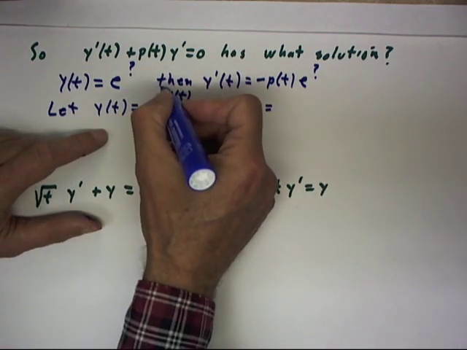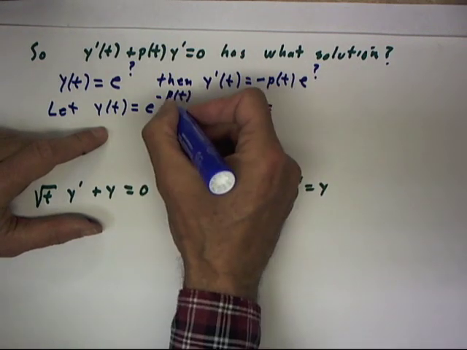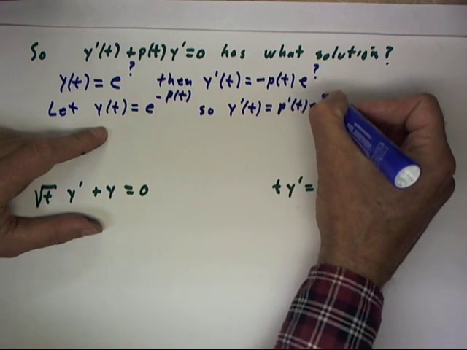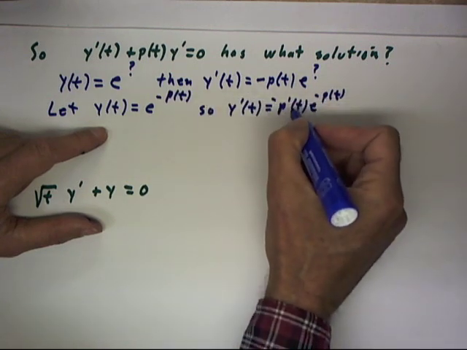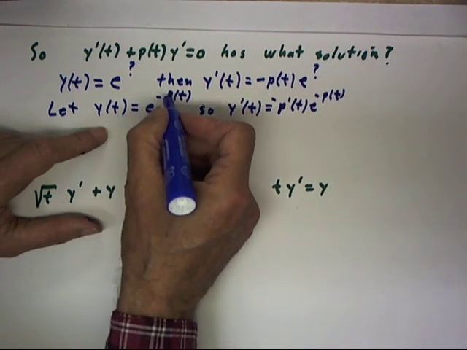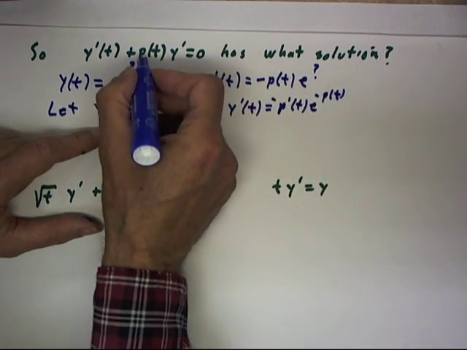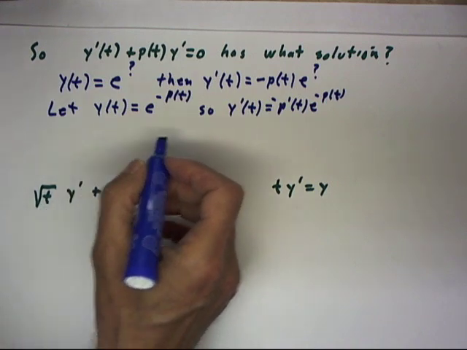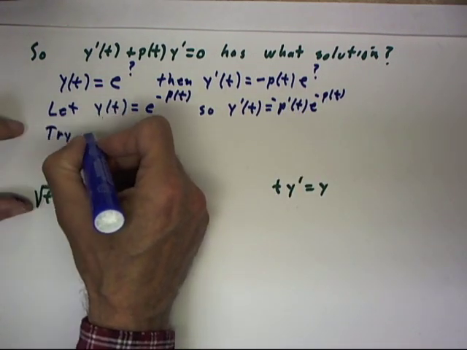This is not what we do. We do y equals e to the negative integral p of t, but to see why, we get y prime of t equals negative p prime of t e to the negative p of t, and this isn't quite what we're looking for. If we let y equal e to the negative p of t, it doesn't quite work out. We get a p prime of t instead of a p of t. Our y prime of t would not contain the right coefficient function.